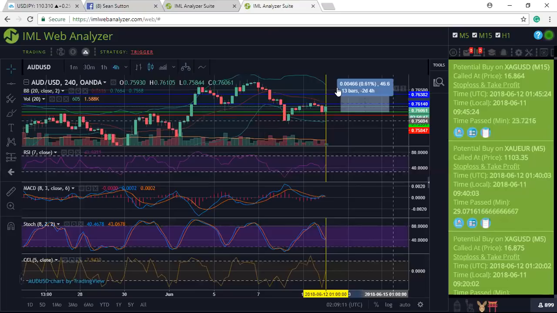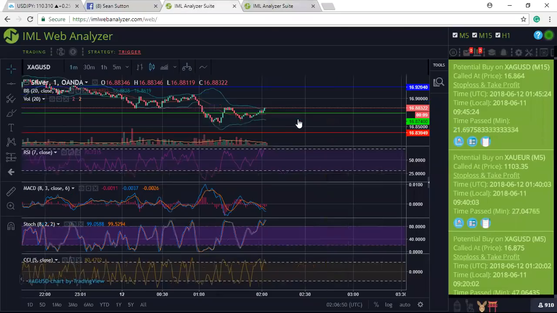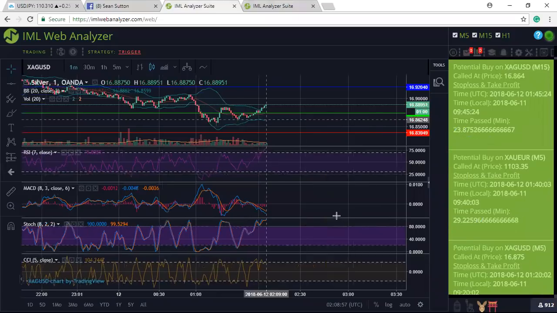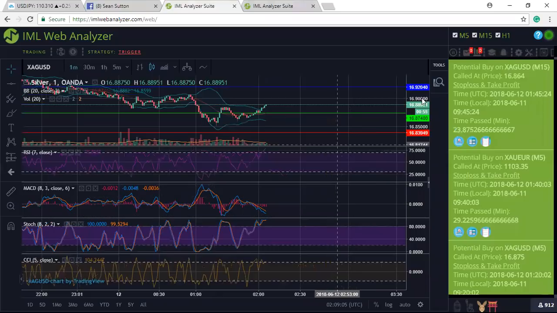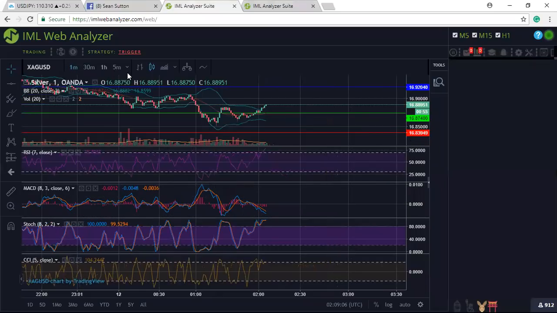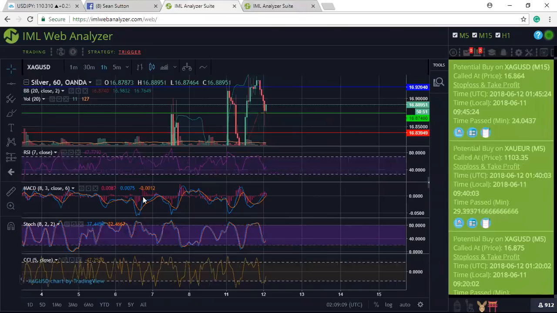Then we got this silver over here. It's in profit, pretty decent enough. Oh, well, it's flying. All right, so it's flying. It is flying to the TP. Let me see. I could probably set another one, but it's gonna have some pullback.